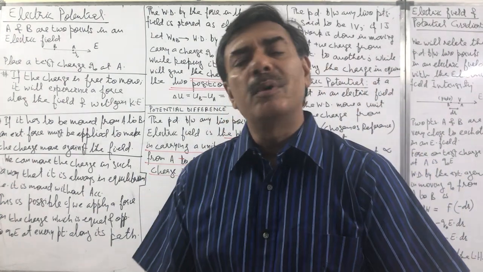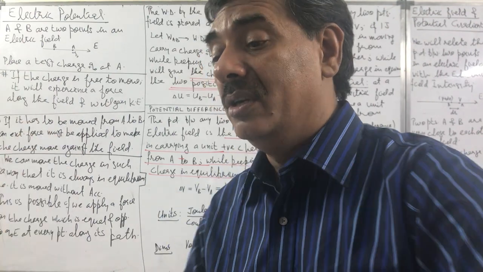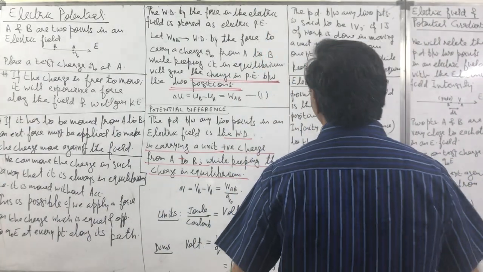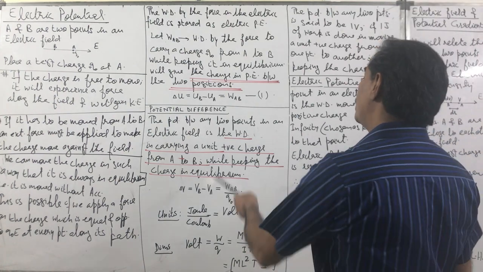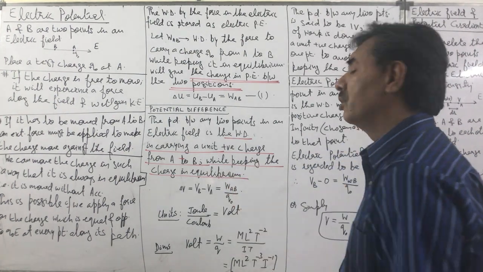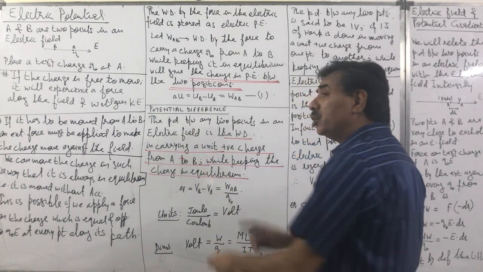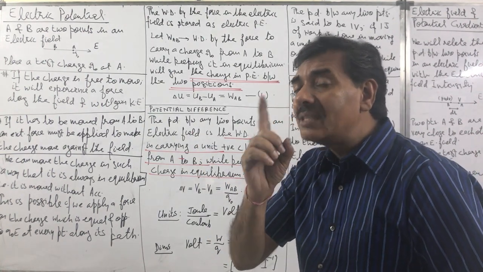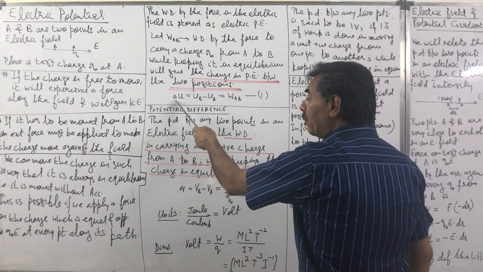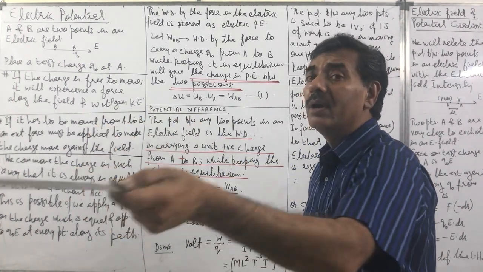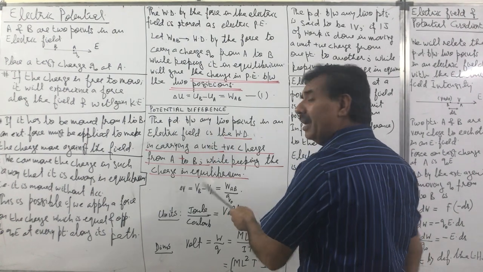It's the same thing. The potential energy difference between any two points in an electric field for a unit positive charge is called potential difference between the two points. The potential difference between any two points in an electric field is the work done in carrying a unit positive charge from A to B while keeping the charge in equilibrium. So, when the potential energy difference is for a unit charge, we replace the symbol U by V, rather delta V. Delta U represents the potential energy difference between any two points in the electric field for a test charge plus Q naught. And if Q naught is 1 coulomb, it would be delta V. And U will be replaced by V.